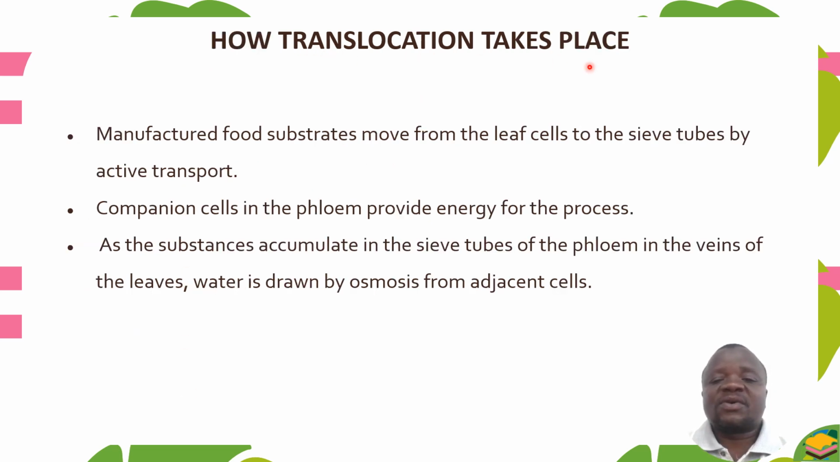Now, how translocation takes place. Manufactured food substances move from the leaf cells to the sieve tubes by active transport. Companion cells in the phloem provide energy for the process of active transport. As the substances accumulate in the sieve tubes of the phloem in the veins of the leaves, water is drawn by osmosis from the adjacent cells. Here, adjacent cells means the neighboring cells.